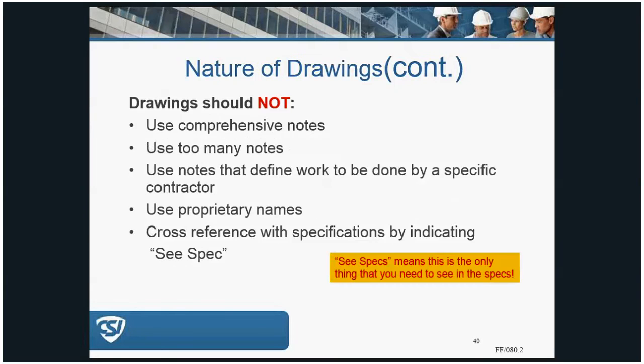Some of the things that drawings should not do is use comprehensive notes, use too many notes, use notes that define work to be done by a specific contractor, unless it's a multiple prime contract, use proprietary names, and the worst thing is to put down C specs. C specs means that this is the only thing that you need to see in the specification. You don't need to see all the rest of the items that you specified or that you've shown on your drawings if you didn't say C specs. So don't put C specs on your drawings.